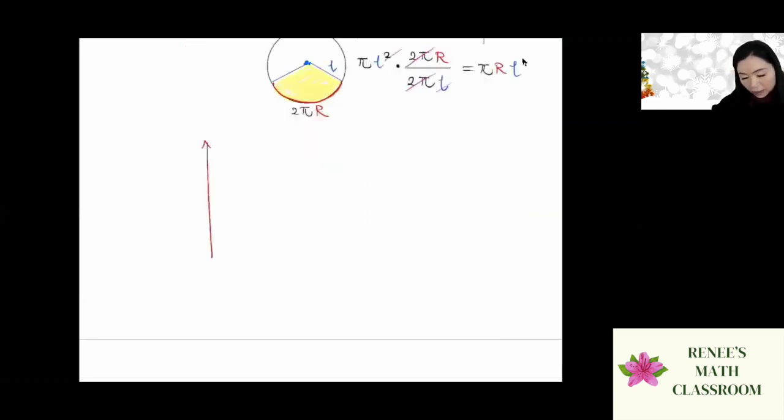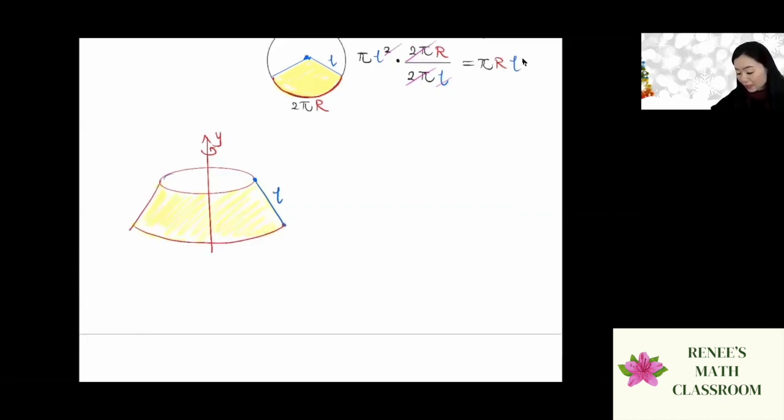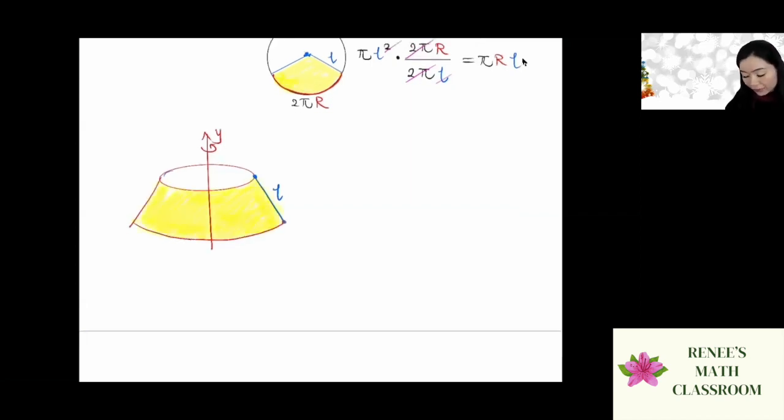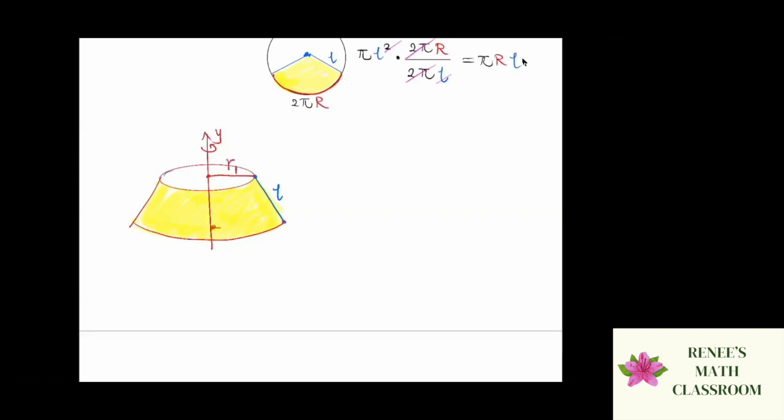So this is the y-axis, and what happened here is we're going to rotate this line segment that has length L about this y-axis, and then we're going to get a surface of revolution. Okay, so what will be the surface area over here? What do you think? Well, I haven't given you this, right? So this radius over here, let's call that R1. This radius over here, let's call that R2.